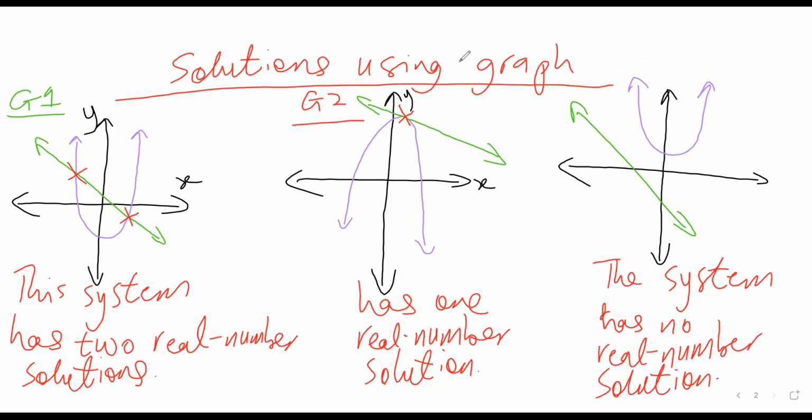So this is G3. G1, because the two graphs meet at two points, has two real number solutions. G2, because they meet at one point, has one real number solution. And G3, because they don't meet at all, has no real number solution. Is that okay, guys? Okay, good.